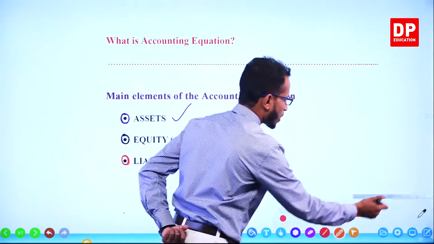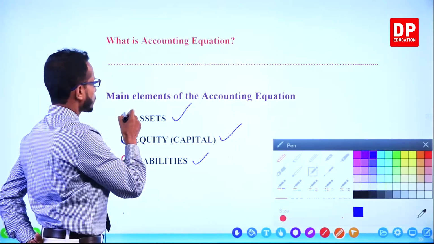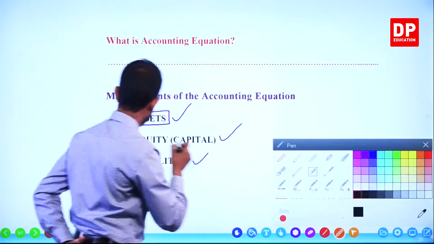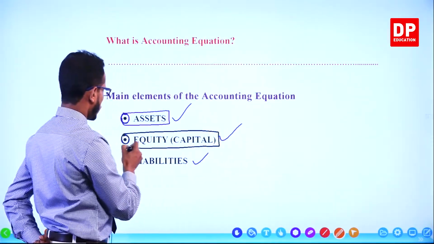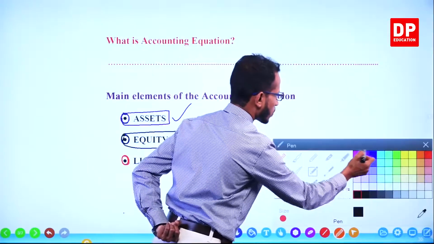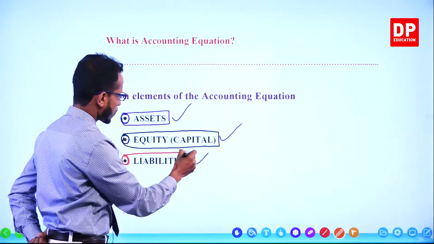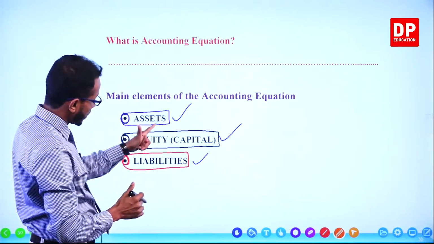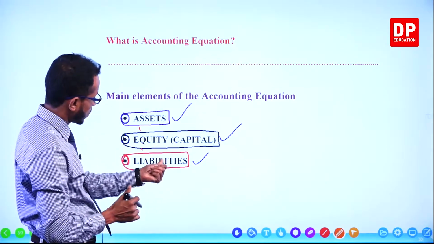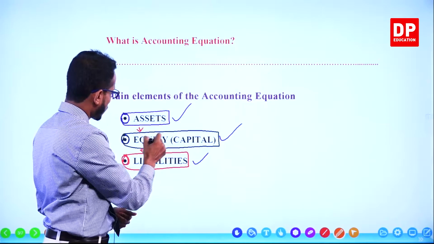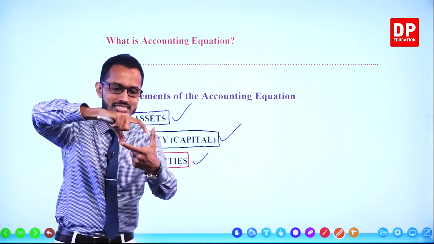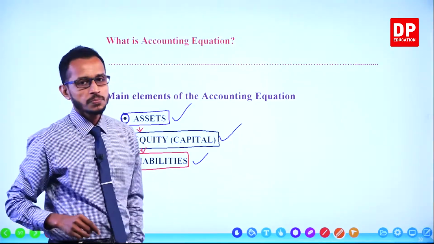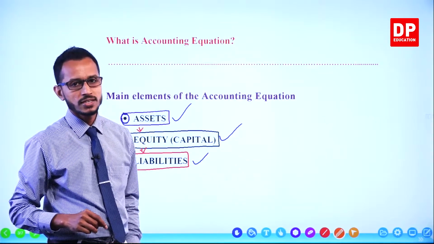First we have assets, then we have equity, and finally we have liabilities. The relationship, the interconnection between these three elements, is shown by the accounting equation.